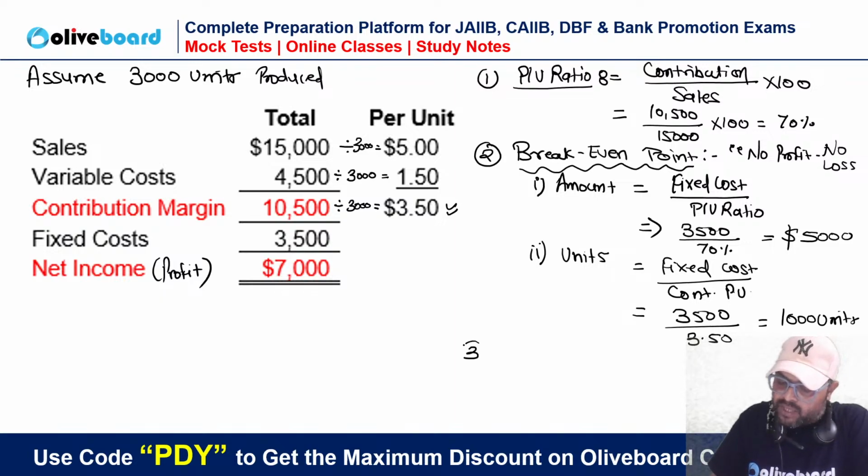The third calculation they can ask from you is margin of safety.